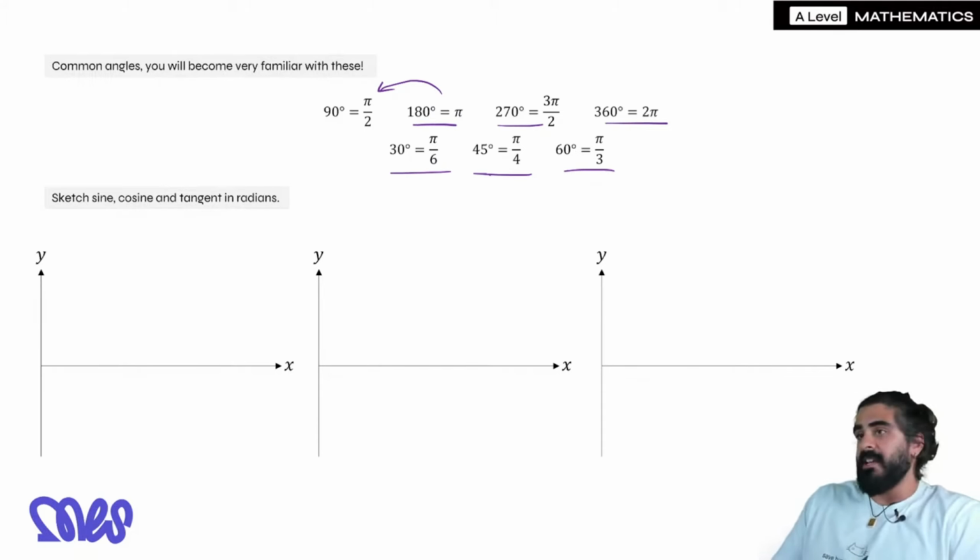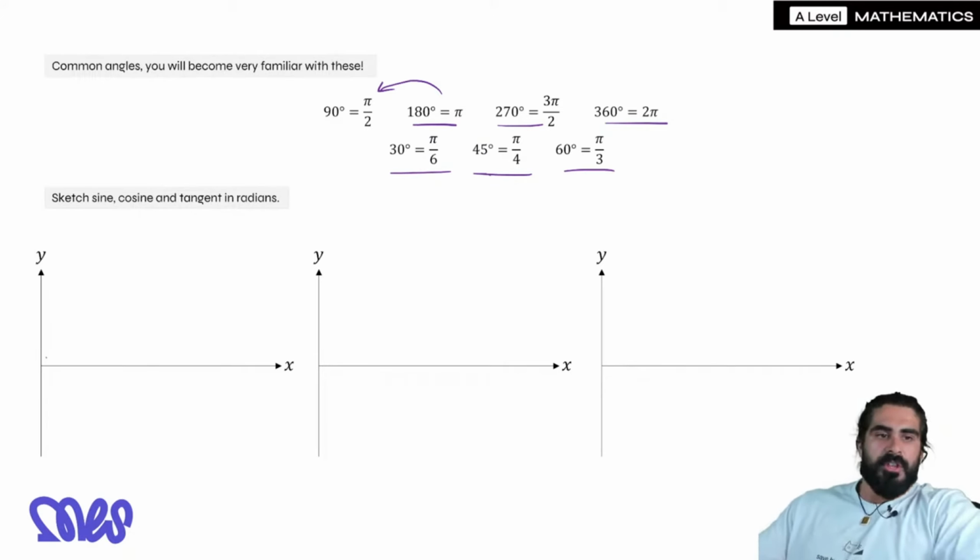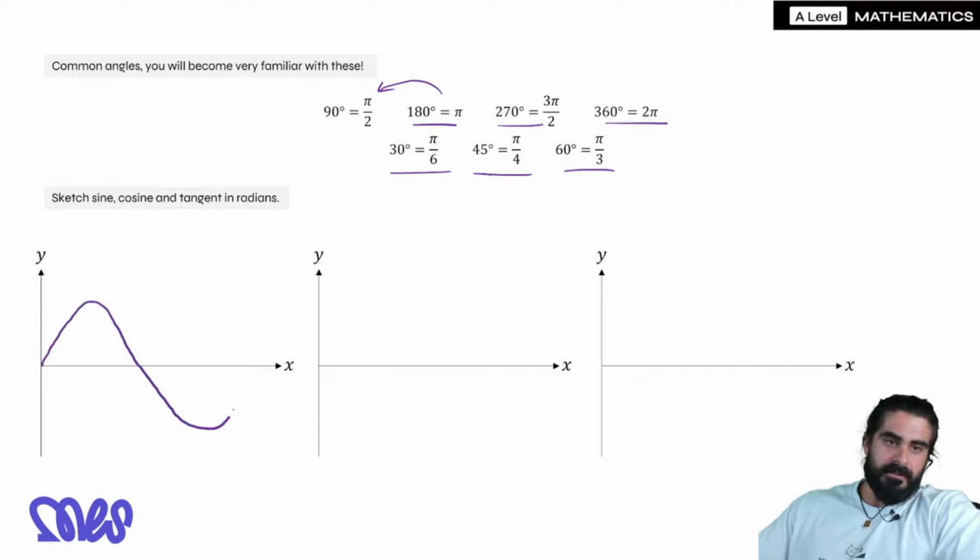We need to know how to sketch sine, cos, and tan in radians. So we should all know what the graphs look like. So sine graph goes up, down, up.